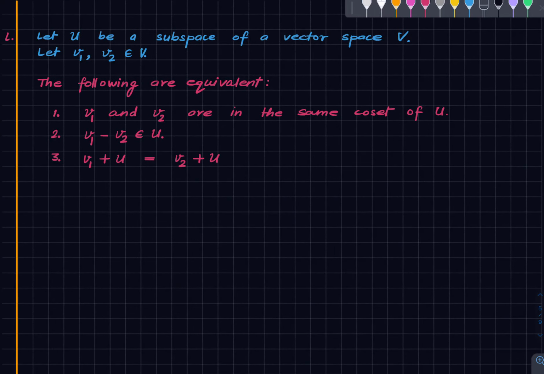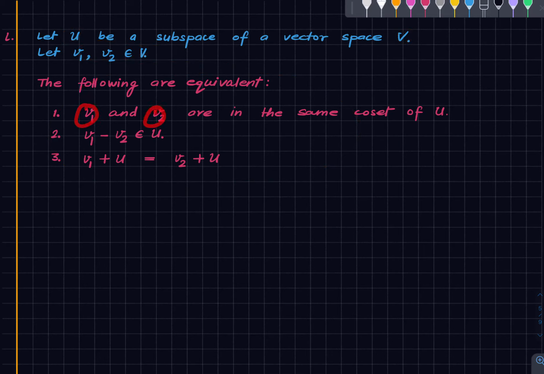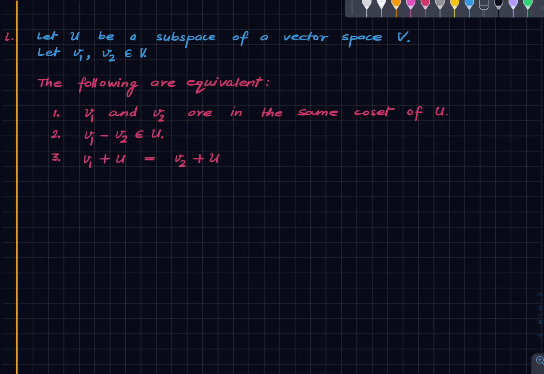So here is a simple lemma about equivalence between various ways of saying the same thing. Fix a subspace U of a vector space V and fix two vectors v1 and v2. Then the following are equivalent. First is that v1 and v2 are in the same coset of U. Second is that their difference lies in U. And the third is that v1 plus U is equal to v2 plus U, which is a repetition of the first one. Or well, not nothing new, but certainly the first implies that. So I shouldn't just say that they are equivalent right away. We have to prove everything. So let's do it.